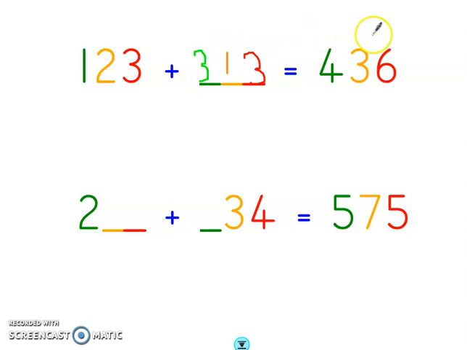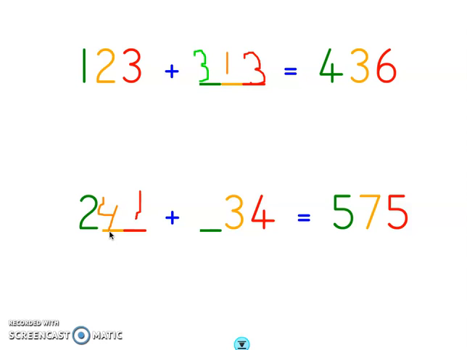Looking at our next one, still using that same strategy. Let's start at the smallest value that we know anything about. Well, we know we've got 4 ones. How many ones am I going to add to get to 5? I'm going to add 1 one. I've got 3 tens. How many tens am I going to add to 3 to get to 7? Well, 3 tens add 4 tens gives me 7 tens.